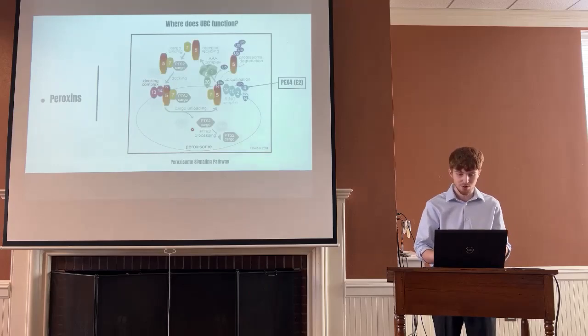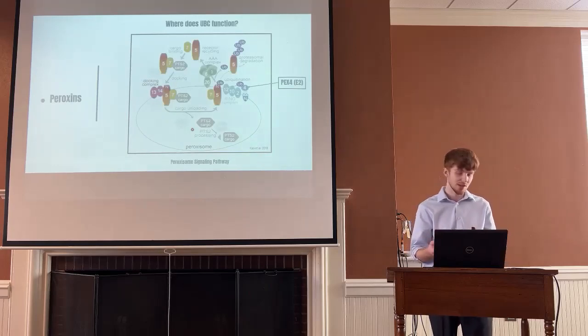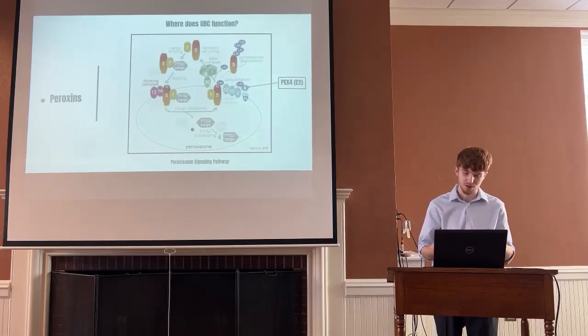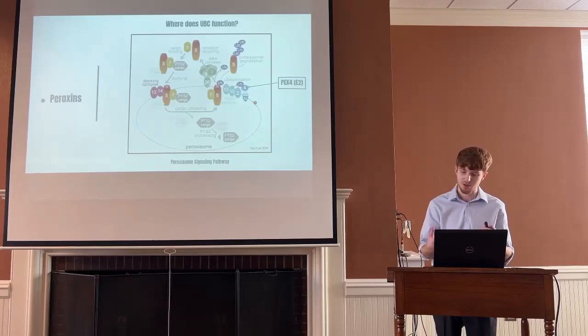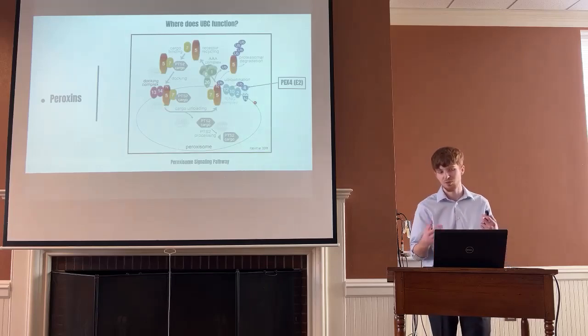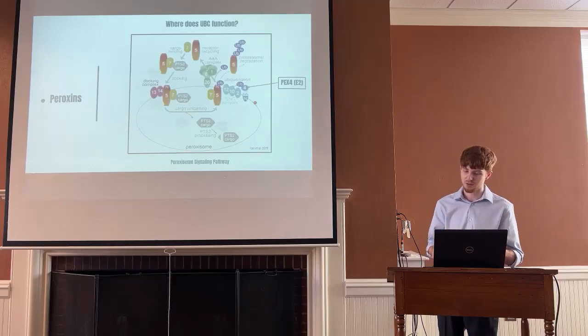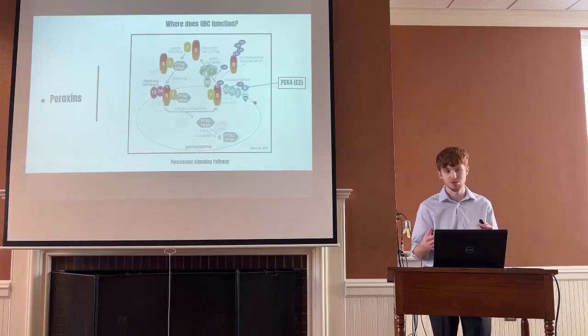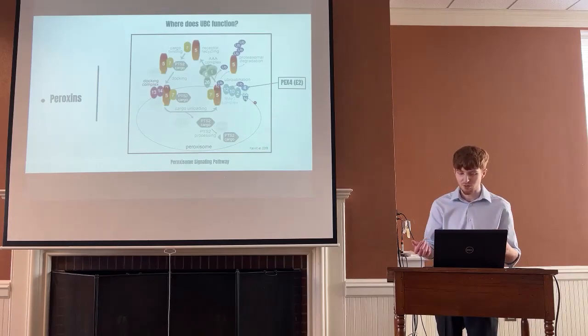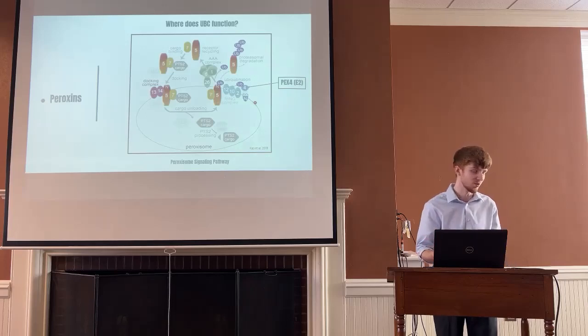So where does UBC function? There is some data that suggests that it functions in the peroxisome of plants. PEX4 is another E2, similar to how UBC is an E2, that is also a peroxin. That just means that it is a protein functioning inside of the peroxisome. And UBC has a similar homology and sequence to PEX4. So those reasons suggest that UBC potentially functions in the peroxisome.